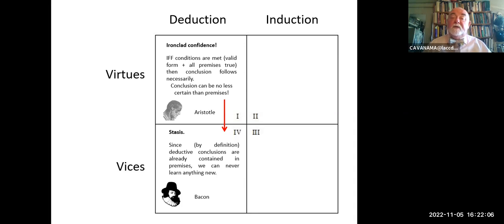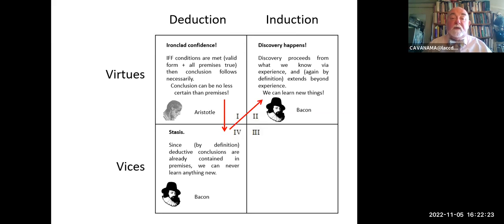Therefore, he says, deduction is going to be problematic, particularly as we are living in an age of science, and in the grand 17th century, of course, we are in a continuing age of science, aren't we? We need to learn new things. So, away from the vice of deduction, Francis Bacon wants to champion the virtue of induction. And that's this: discovery proceeds from what we know via experience, and again, by definition, extends beyond experience. That's our definition of induction. So we can learn new things. And if that's what we want to do, if that's what science does, and science learns new things all the time, it's not deductive reasoning that's going to get us there.